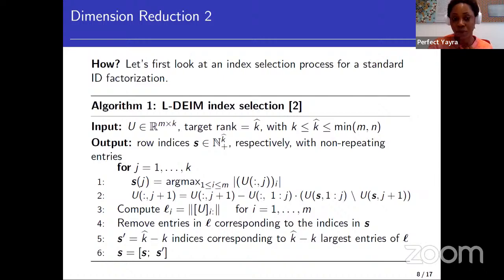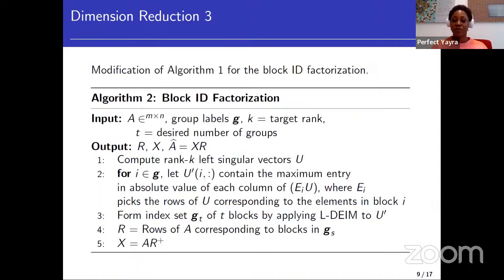So this is not about the block. Now we modify this for the block. How do we do this? We have a matrix A, and this A has maybe G blocks in it. The target rank we want is, for instance, K, and the desired number of groups we want to pick is T. So T is less than G, but T is greater than K.